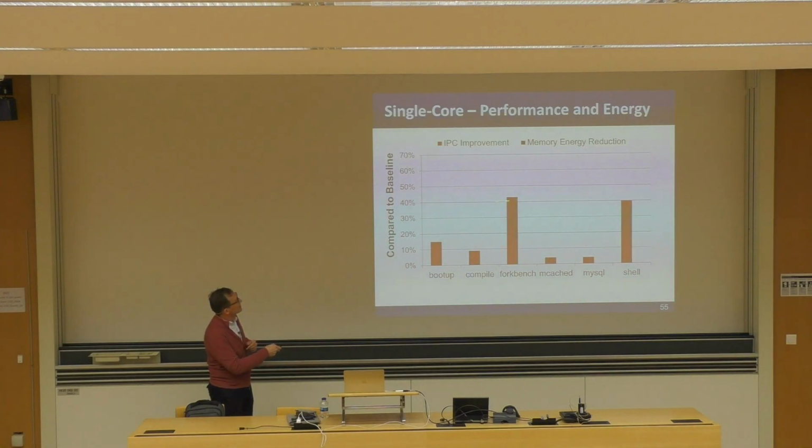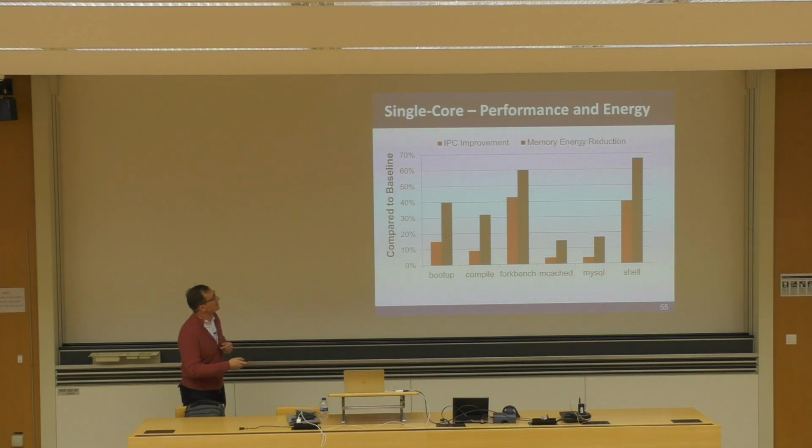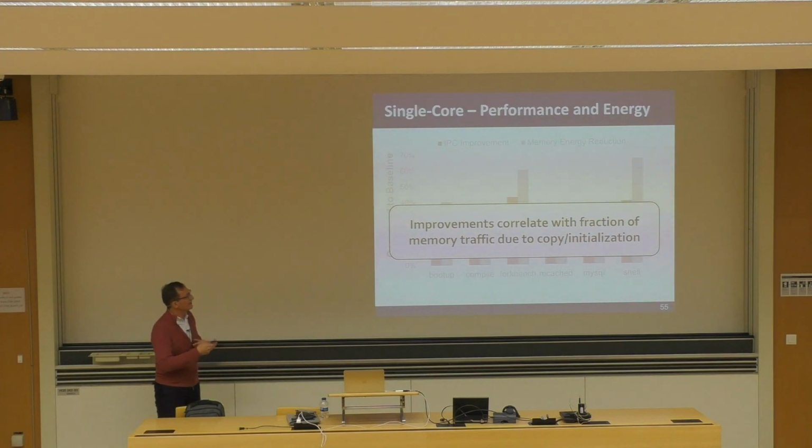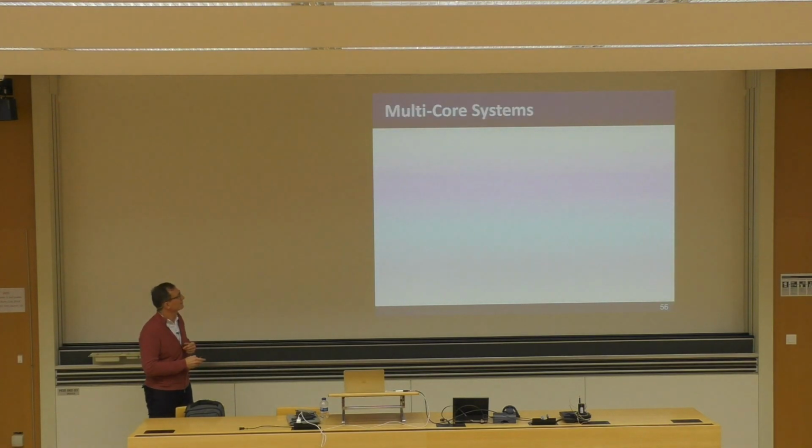The IPC improvement is significant, 40% in forking, 30%, I guess it's also 40% in shell. And memory energy reduction is even more significant, because you're really reducing a lot of the data movement, getting rid of all of the interconnect energy. And improvements correlate with fraction of memory traffic due to copy and initialization, as I mentioned earlier.